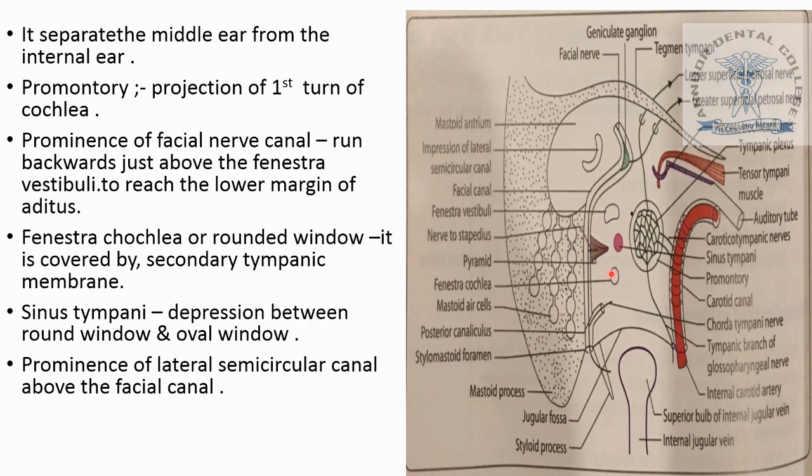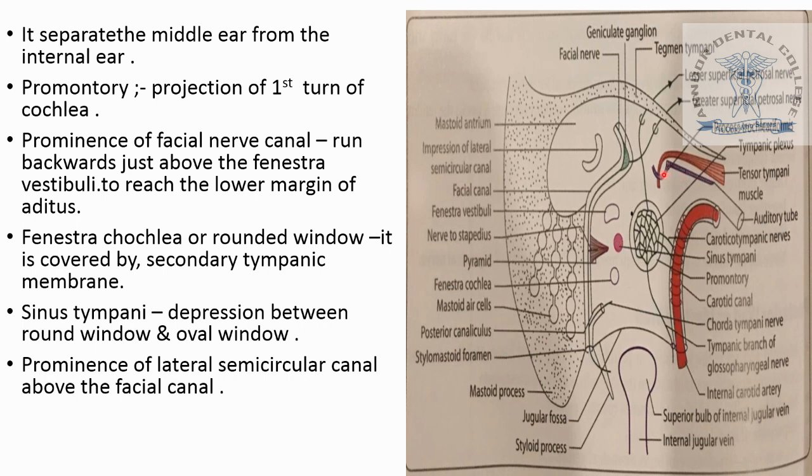Sinus tympani. This is the sinus tympani, a depression behind the promontory. This is the promontory. The depression behind the promontory is known as the sinus tympani, opposite the ampulla of the posterior semicircular canal.